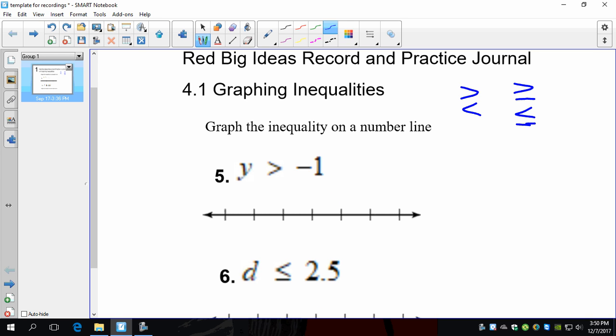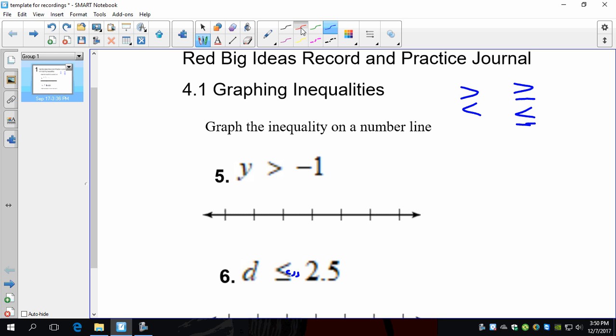Now, a little trick that I was taught a long time ago: the L opens up to make a capital L for less when it is less than. And that does not happen with this one, so I know this is y is greater than -1.